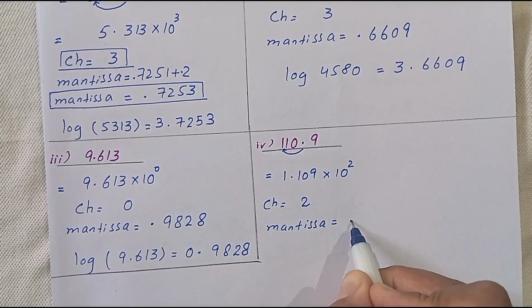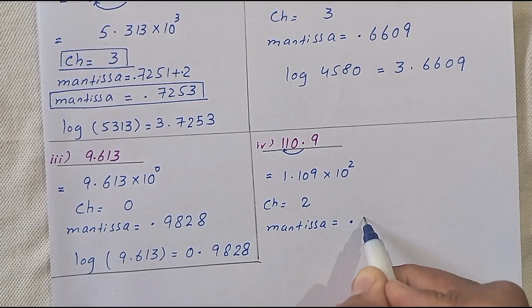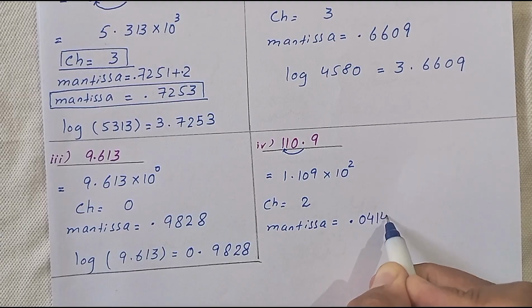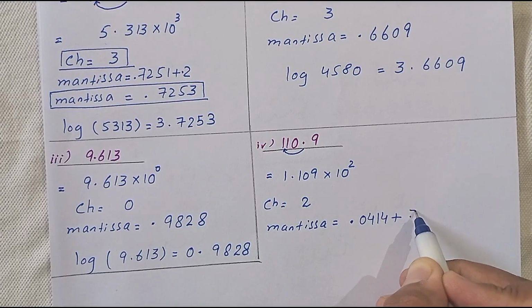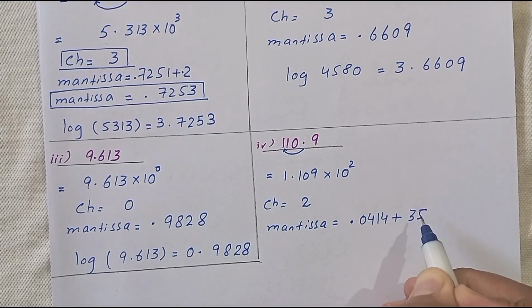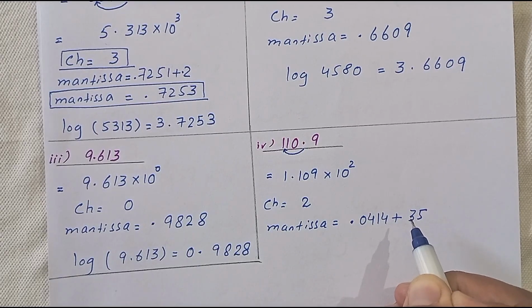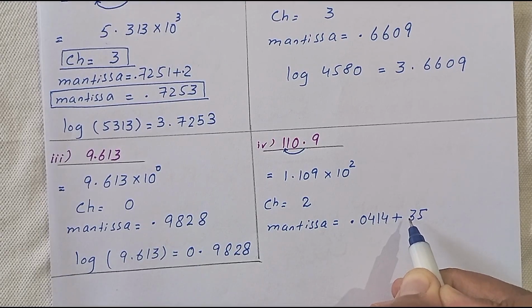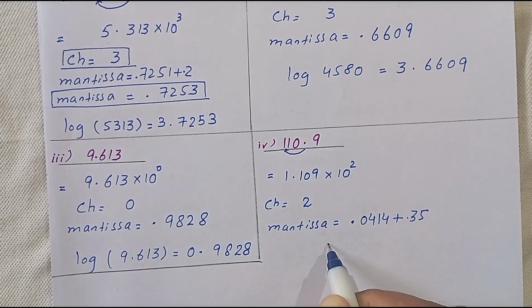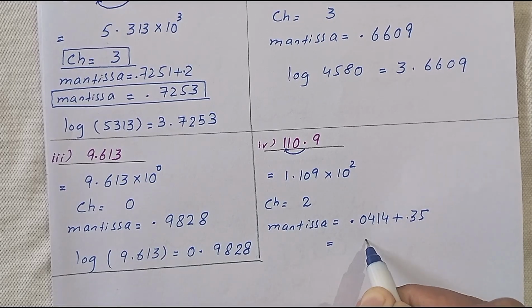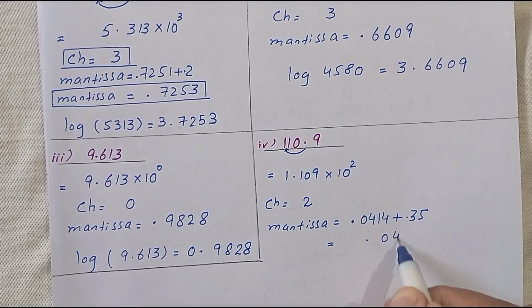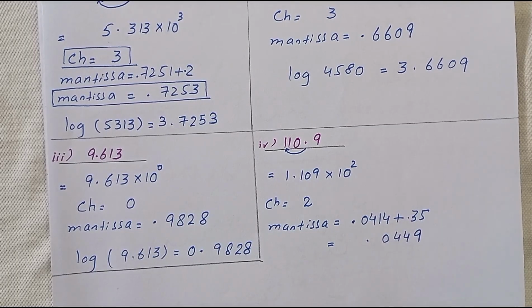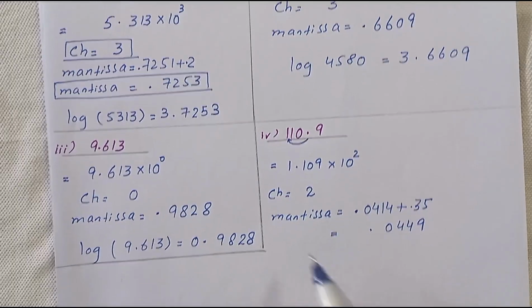That equals 0414 plus 35, that equals 0449. So this is the mantissa.